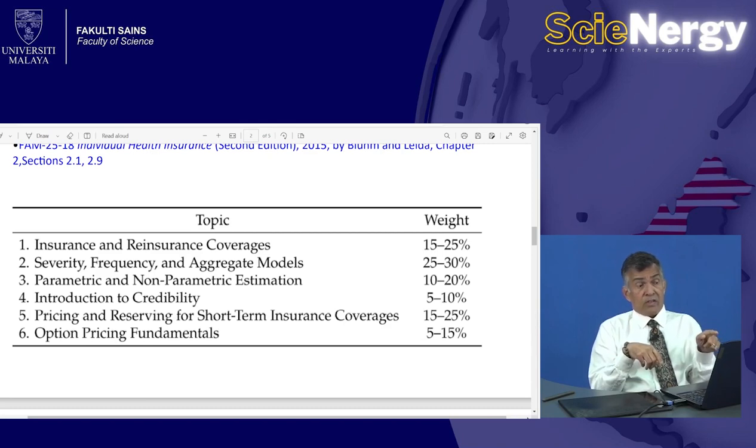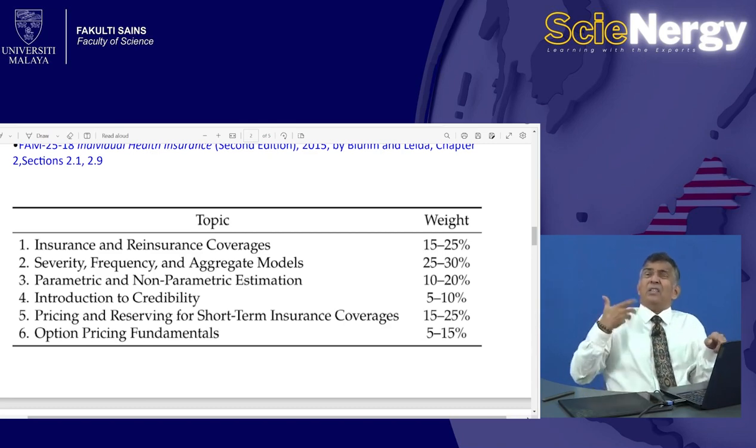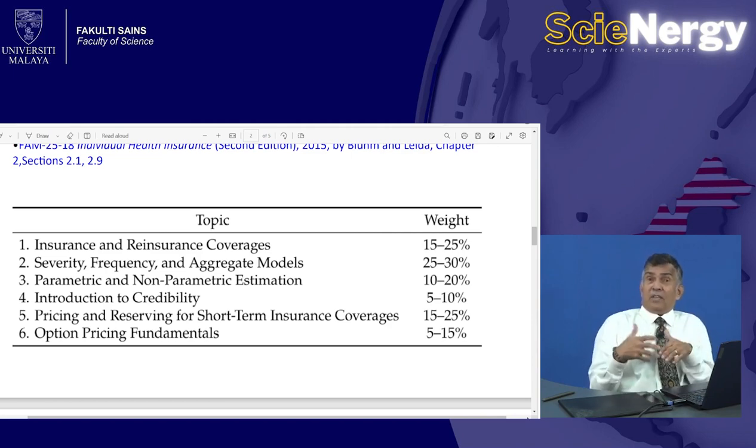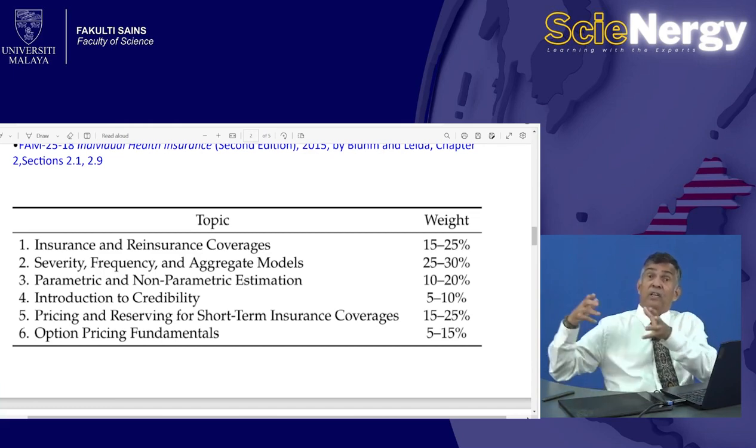Look at this. We have insurance and reinsurance coverage. We have severity. What is severity? The size of the claim. When you have a collision, the size of the claim. Then we have frequency. What is frequency? The number of claims somebody has. Aggregate models, where you mix these up: you connect your frequency with your severity, and you'll get an aggregate.